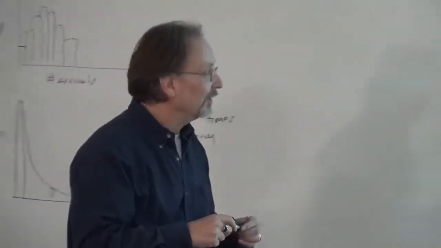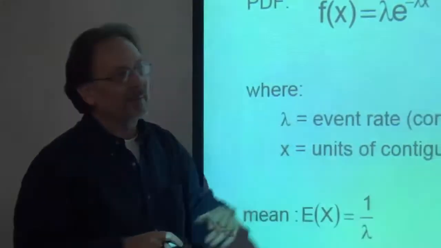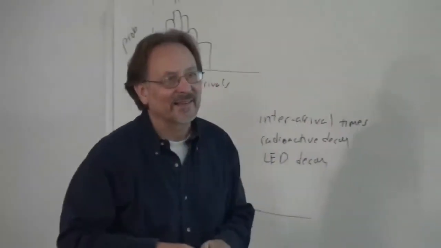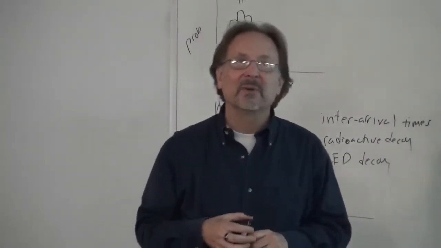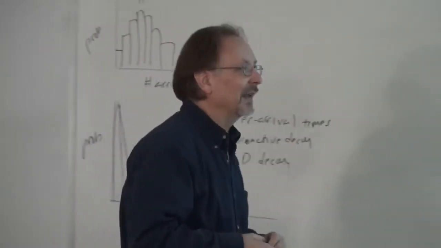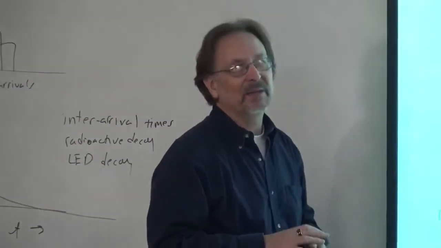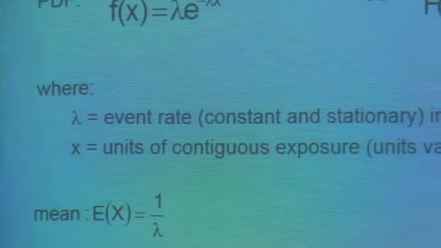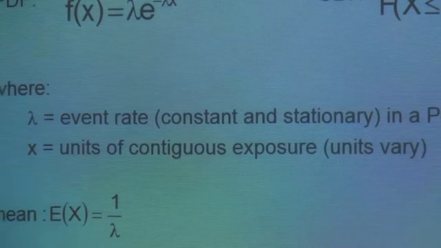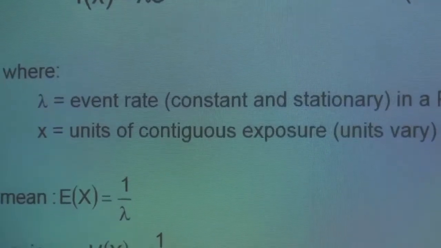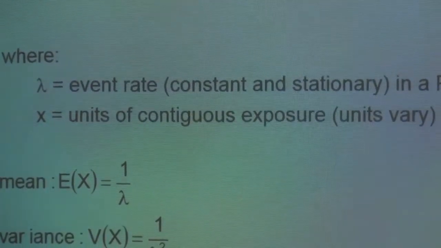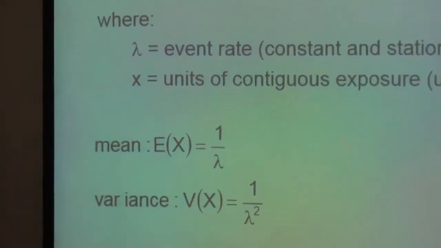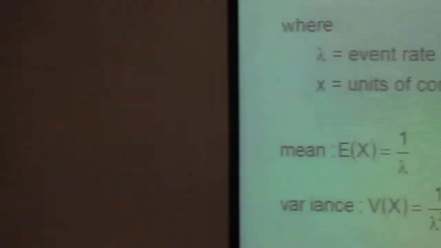And again, we're talking about event rate and a Poisson process. It's assumed to be constant and stationary. It's not always a good assumption. Sometimes you have to revise it. But if you have one that you believe is constant and stationary, then you can use that lambda for the Poisson distribution and for the exponential distribution. And then the x are the units of contiguous exposure. Those units can be a time, missions, because we can still use missions as units of contiguous exposure. The mean is 1 over lambda, and the variance is 1 over lambda squared. Sometimes that's of interest.